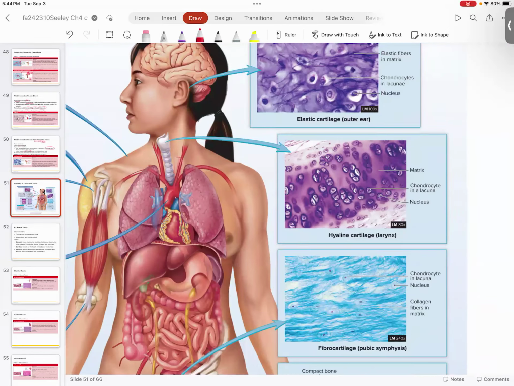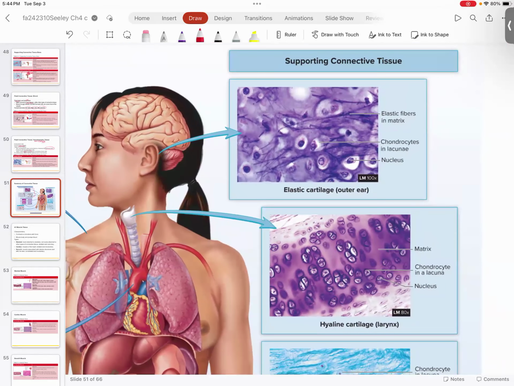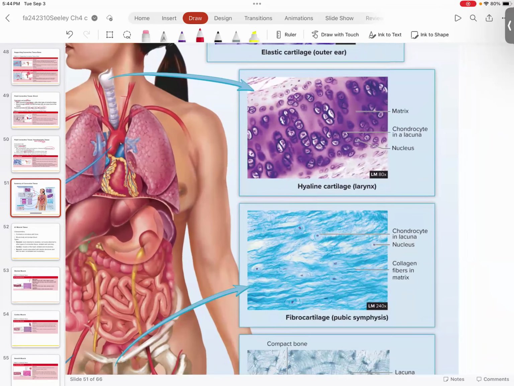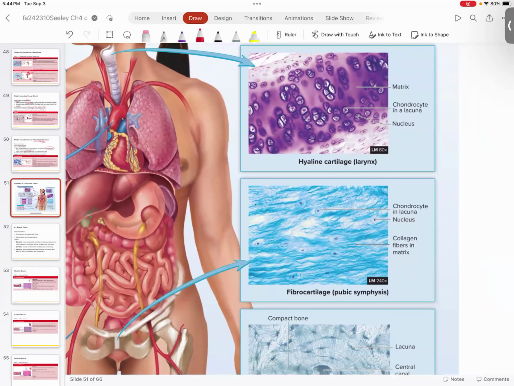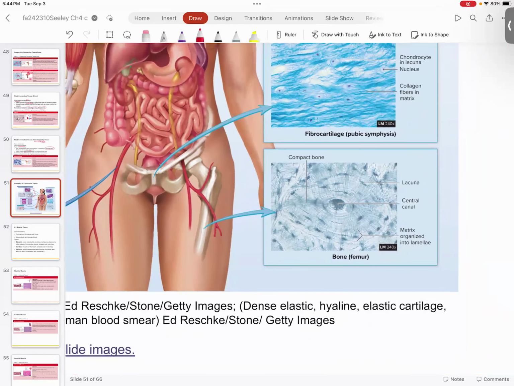And then on the other side, you have your supporting cast. So you have your cartilages. In this case, this is elastic cartilage coming out of the ear, hyaline cartilage coming out of the trachea, fibrocartilage. They went for the pubic symphysis on this one. And then, of course, you have your compact bone, which they went for the femur on this one.